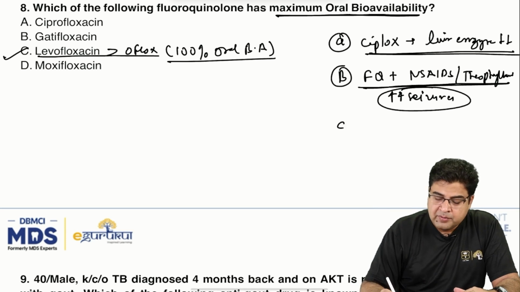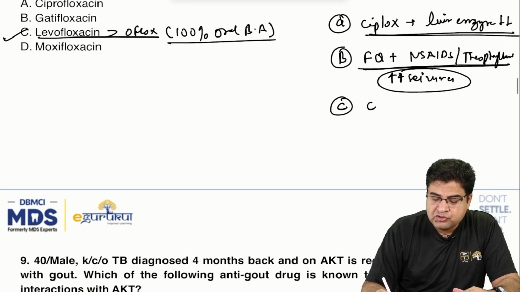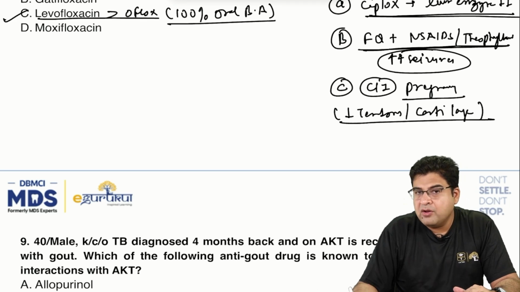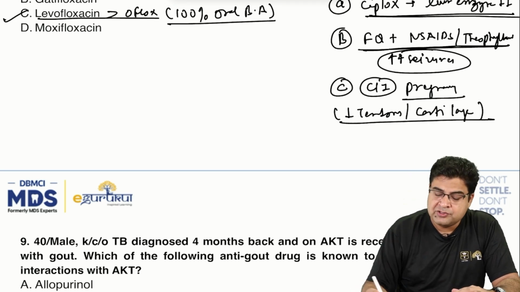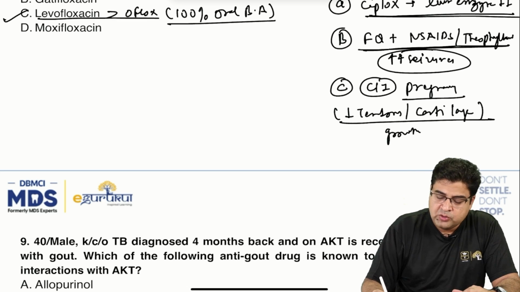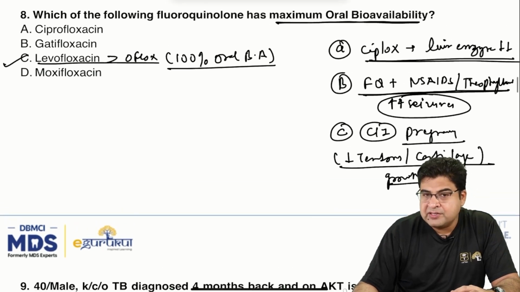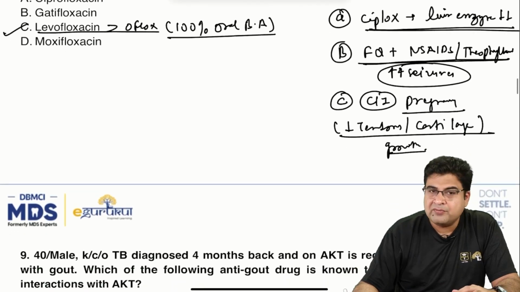Number 3 property, fluoroquinolones should not be given to pregnant females. Otherwise, these medicines can interfere with the tendons and cartilage of the baby or the fetus, and tendon and cartilage growth will be impaired when given to a pregnant female. So these are 3 important pharmacokinetic aspects of these medicines.